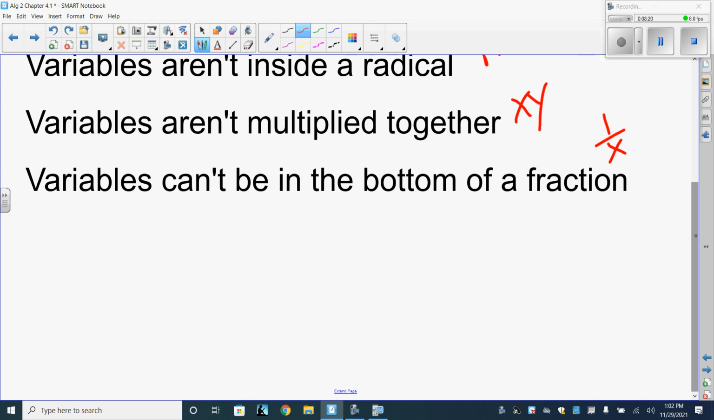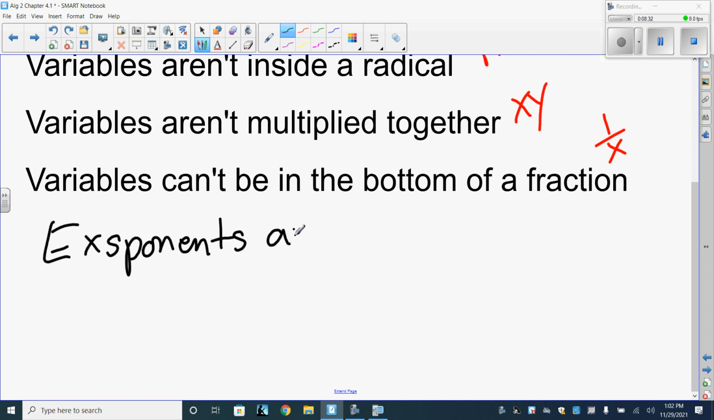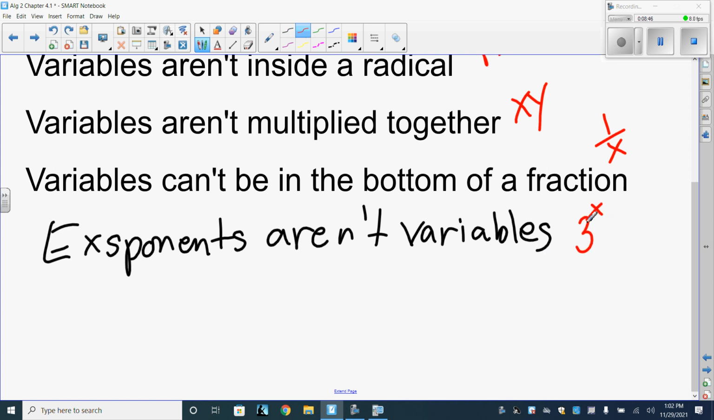Now there is one that we do need to add, and that's exponents are not variables. An example of this here would be 3 to the x. We can't have a variable as an exponent. Thus, for this last one here, we would be talking about exponential functions.